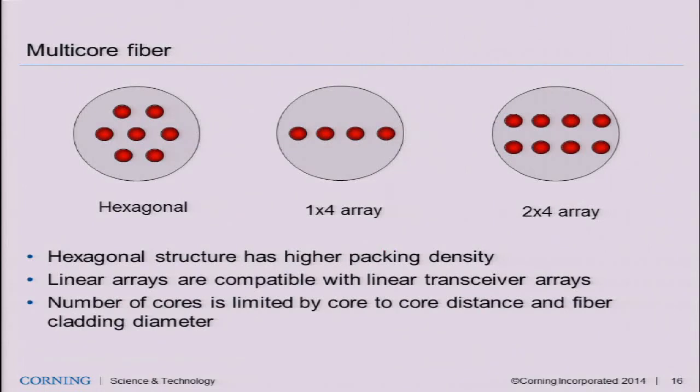Now, let me talk about the multicore fiber. For multicore fiber, we can have different designs. For example, you can have a hexagonal design, which offers high packing density, or you can have a linear design, a linear array. I think the linear arrays are interesting for short range applications because you can adapt to linear laser arrays.